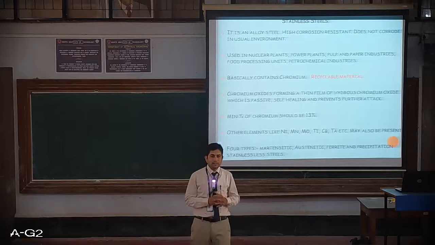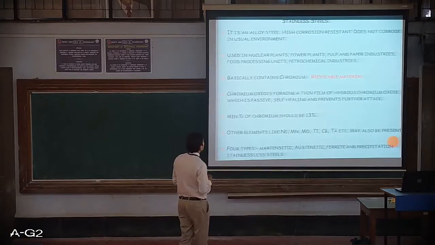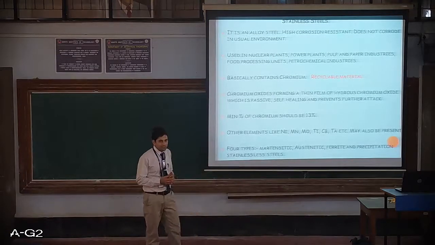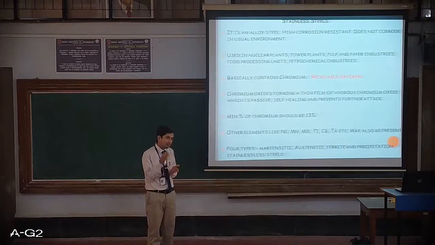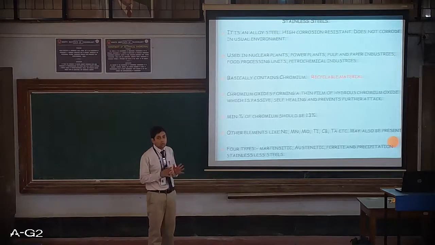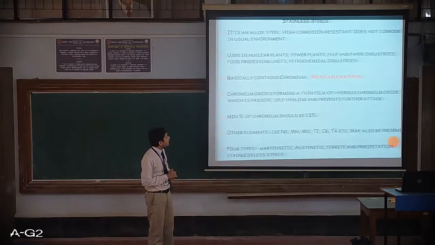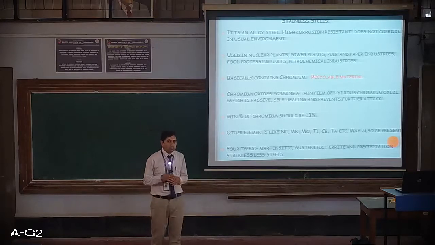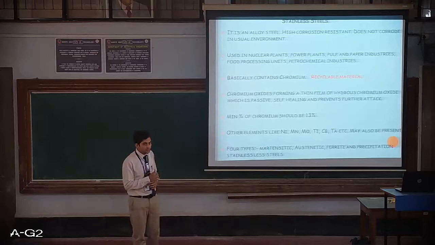So coming to stainless steel, it is an alloy steel, of course, because it is basically an alloy of iron and carbon, plus chromium should be present in it. That's why it is an alloy steel. It has high corrosion resistance, it will not corrode. That's why it is called stainless. It doesn't corrode or rust and does not show any kind of rusting features on it, right?